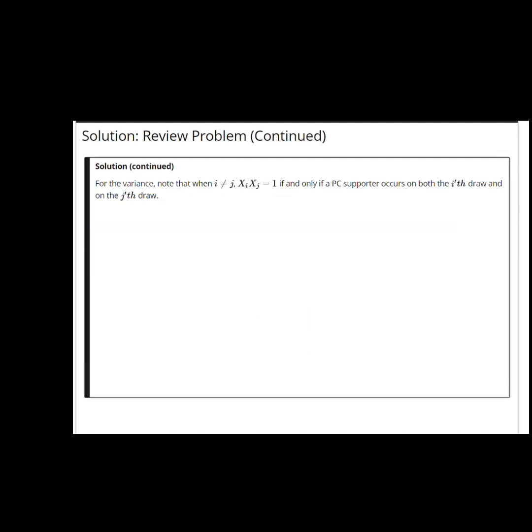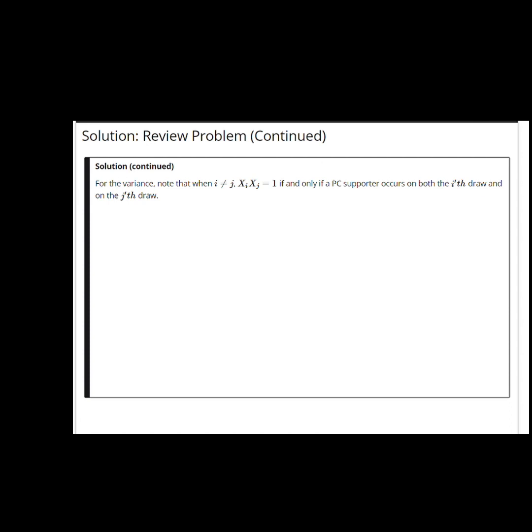To find the variance, we're going to use a similar strategy as in the last problem. We'll note that the random variable xi times xj is again an indicator random variable. It takes values 1 or 0, and it takes the value 1 if and only if a PC supporter occurs on the ith draw sampled and on the jth draw sampled.